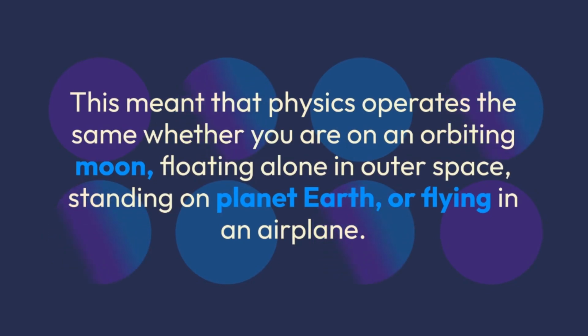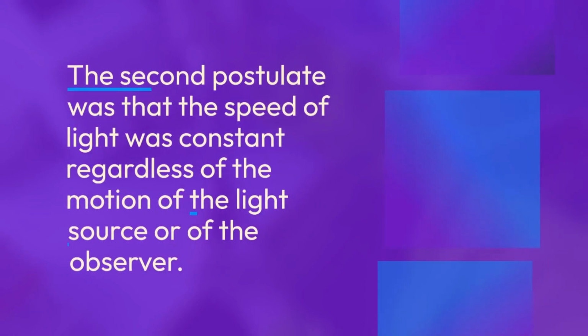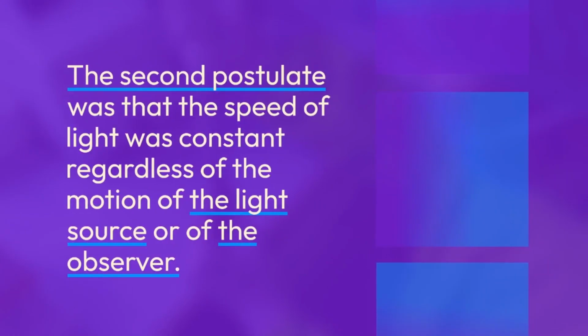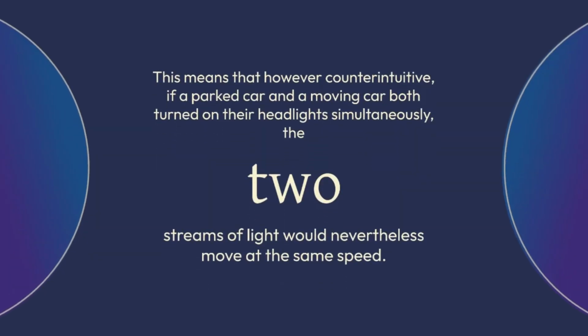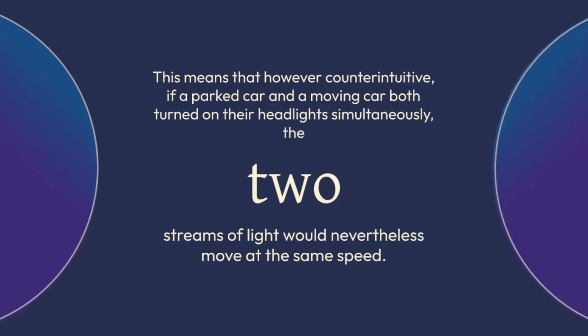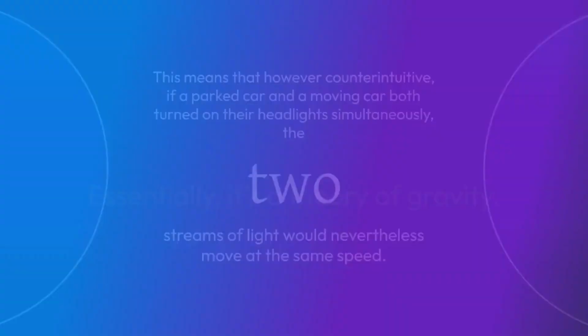The second postulate was that the speed of light was constant regardless of the motion of the light source or of the observer. This means that, however counterintuitive, if a parked car and a moving car both turned on their headlights simultaneously, the two streams of light would nevertheless move at the same speed.